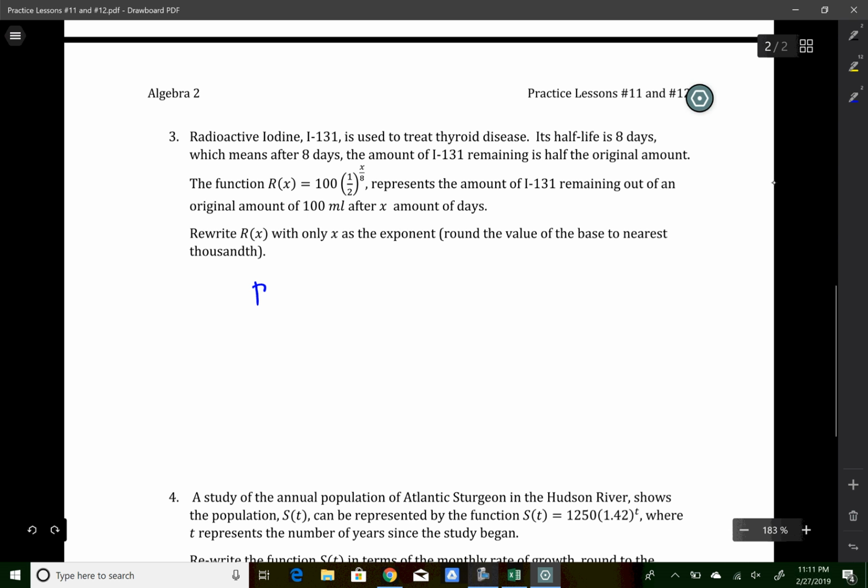So if I rewrite this equation with X as the only exponent, I'm essentially highlighting the rate per day. So if I rewrite this a little bit more, kind of clean up what we have here, right? So the value of the base to the nearest thousandth, so 3 decimal places. So if I do 1/2 to the exponent of 1/8, I get 100 times 0.917. That looks weird.